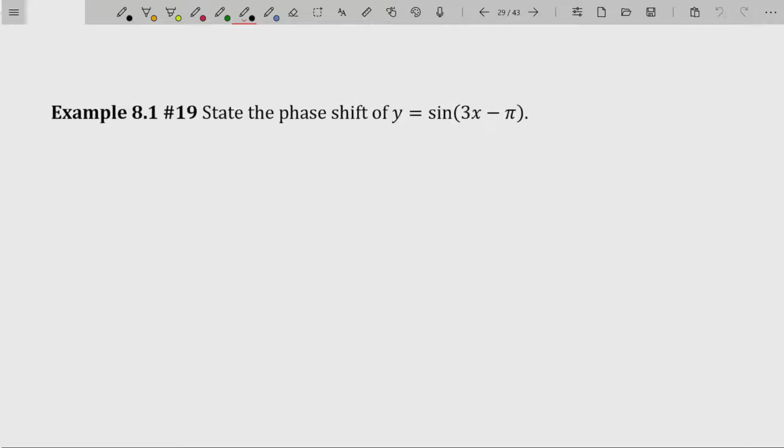Find the phase shift of y equals the sine of 3x minus pi. Well, there's two ways to go about this. I kind of like being long-winded with this. The sine of 3, and I'm factoring that 3 off of both those terms. So 3x divided by 3 is x, and pi divided by 3 is pi over 3. So this phase shift is equal to pi over 3. It's what would turn this into 0.